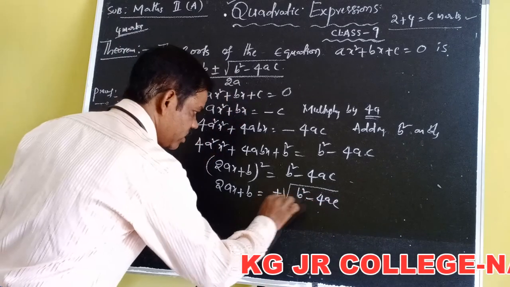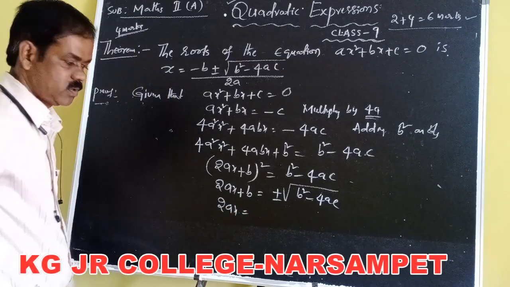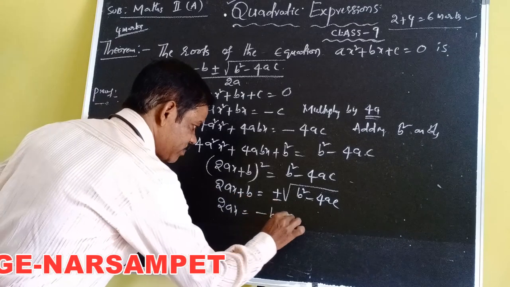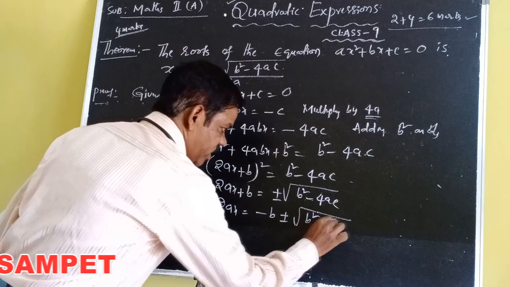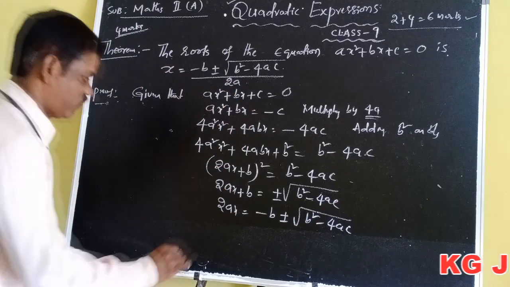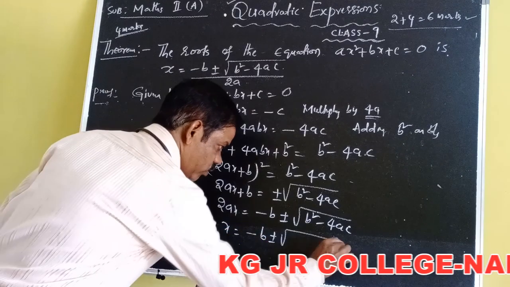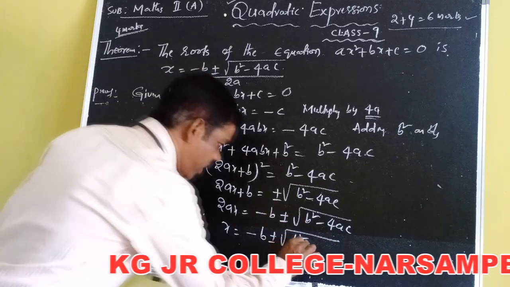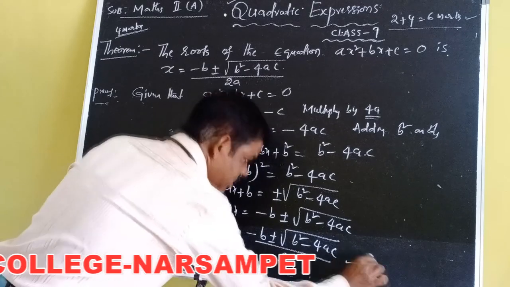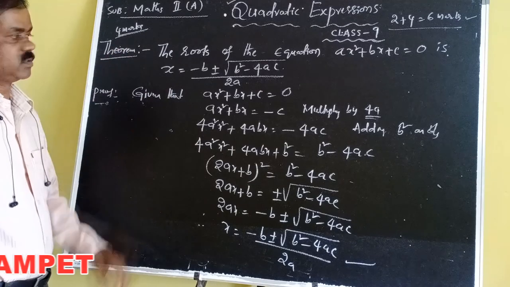It means you can get plus or minus. Next, 2ax is equal to minus b. If you take the plus b to the RHS, it becomes minus b plus or minus square root of b square minus 4ac. Next I require x. Therefore, x is equal to minus b plus or minus square root of b square minus 4ac divided by 2a. Hence, the theorem is true. This is the concept of 4 marks.